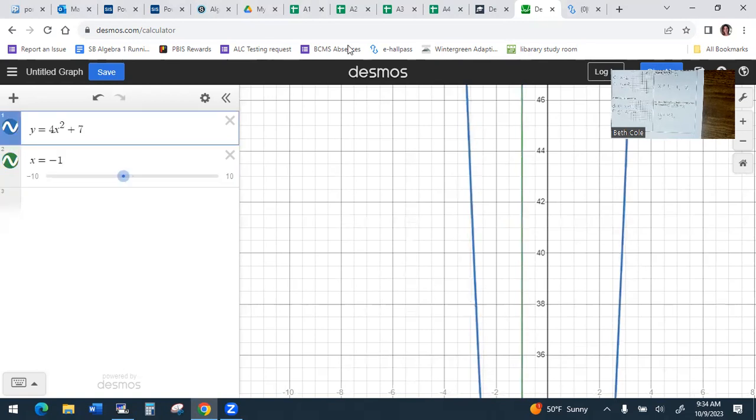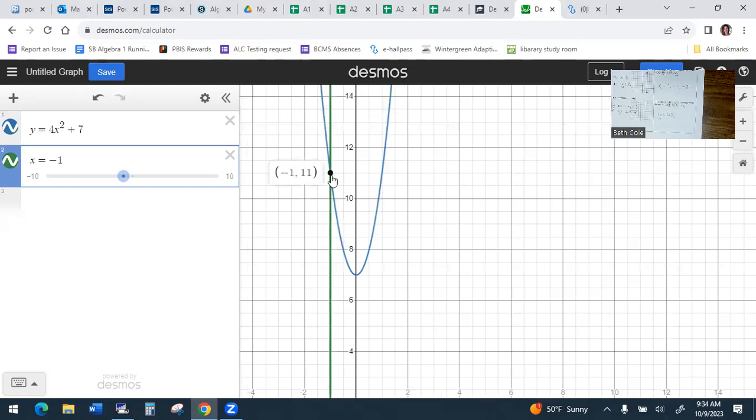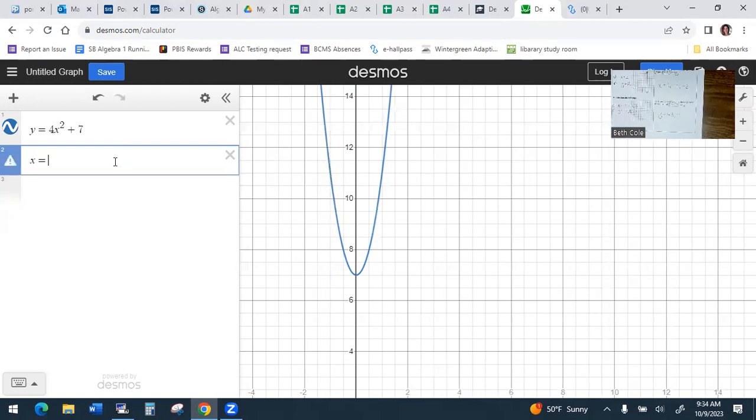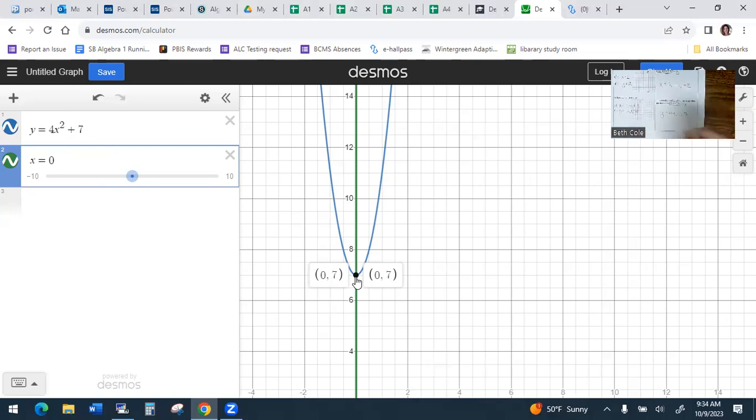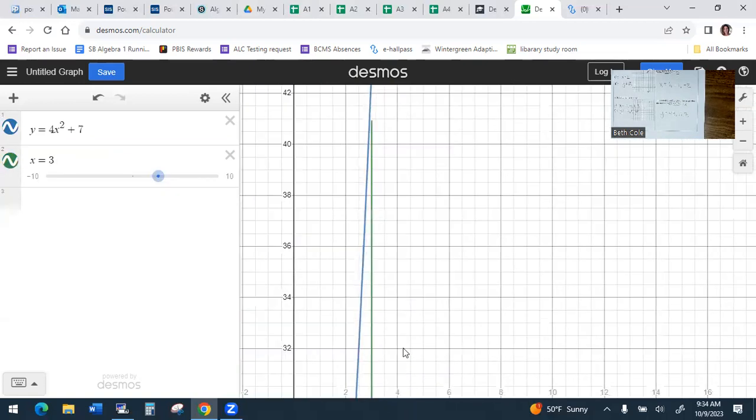Now I'm going to have to come back down here. Do you see how sometimes you have to move the graph? That's okay though. Look, I found it. -1, 11. So put comma 11. All right, what's the next one? 0. That's right here. I clicked on it twice, so it wrote it twice. But our next number is 7. And then what's the last one? 3. I'm going to go all the way back up here. See, sometimes you have to move the graph.